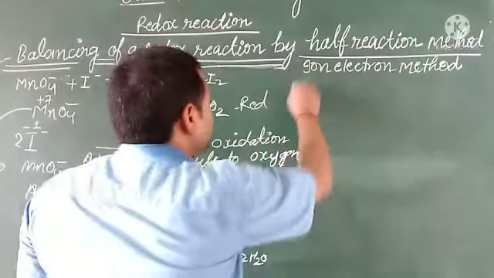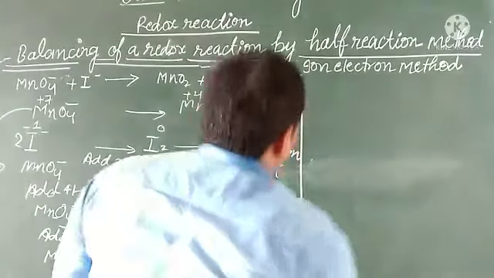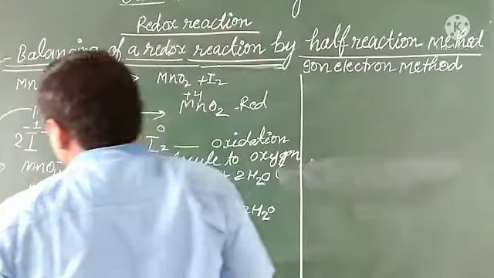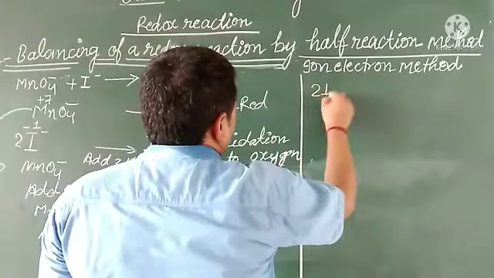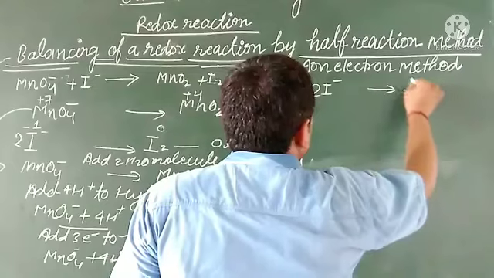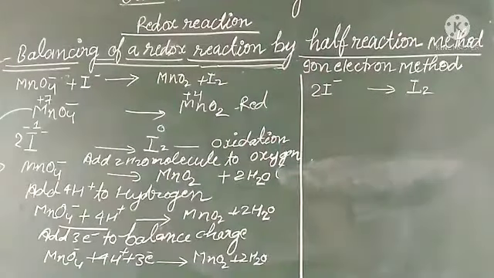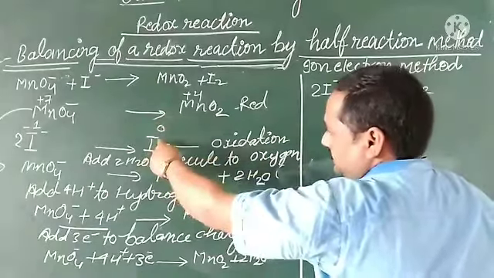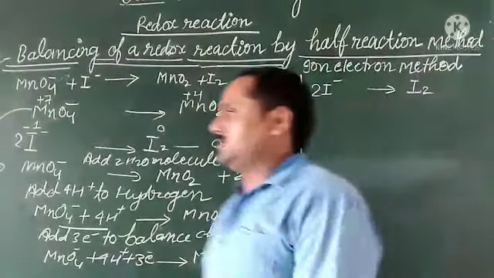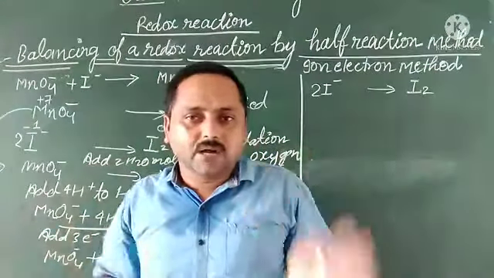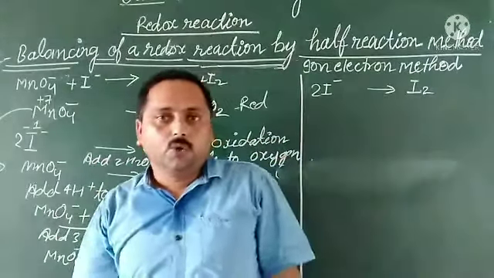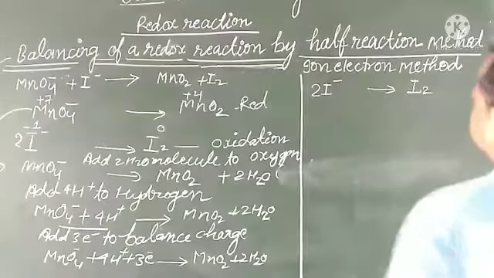So let us move to balance the other portion. So what is the other portion? Let us write 2I minus gives I2. Yes or no? Yes. From there you can see. Here neither of the sides has oxygen, so we do not have to add H2O, H plus etc. So let us see here what to do in this case.